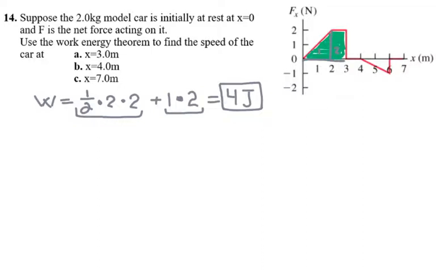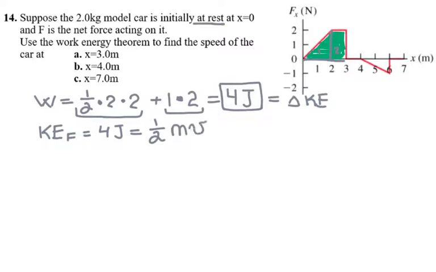So if the object started from rest, then this much work was put into the car. That means that is equal to the change of the kinetic energy of that car. So the change of the kinetic energy is the final minus initial, but the initial velocity was 0 because it started from rest. So this 4 joules is actually the final energy. So the final kinetic energy of the car is equal to 4 joules and equals 1/2 the mass and the velocity at 3 meters, squared.